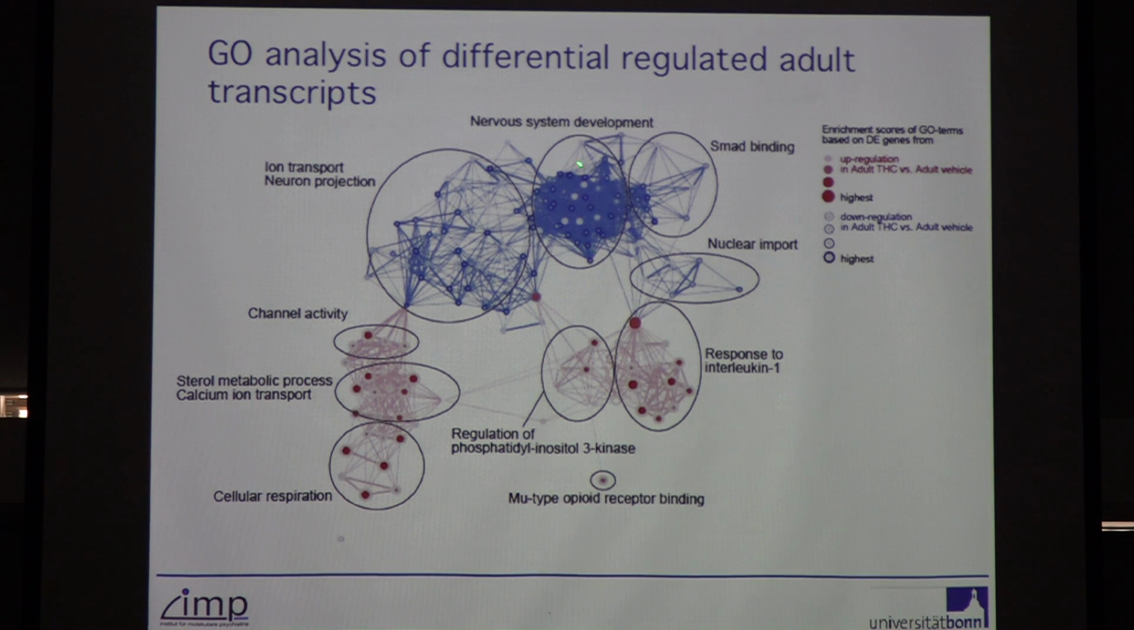So there are many genes actually differentially regulated, related to nervous system development, to ion transport and ion channel activity, and also interestingly a very distinct group of genes related to opioid receptor binding. So that means, and this is an ongoing study that I'm showing you, this means actually that the exposure to THC will induce a transcriptional change acutely in these young animals.